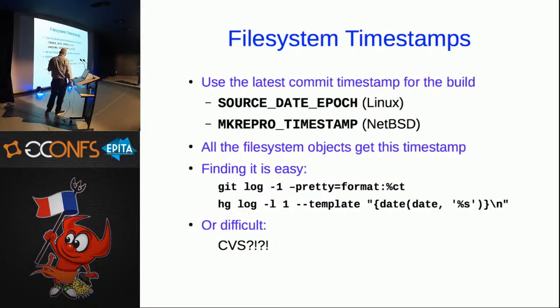So what timestamps do you use? It has been decided that the best timestamp to use is the timestamp of the latest commit. We call that MKREPRO_TIMESTAMP for historical reasons. We might change that so it's exactly the same as Linux. All the file system objects get this timestamp. So to find it, when we start the build, we have to get the timestamp of the latest commit. That's very easy with Git and Mercurial. Unfortunately, we use CVS, and it's not.